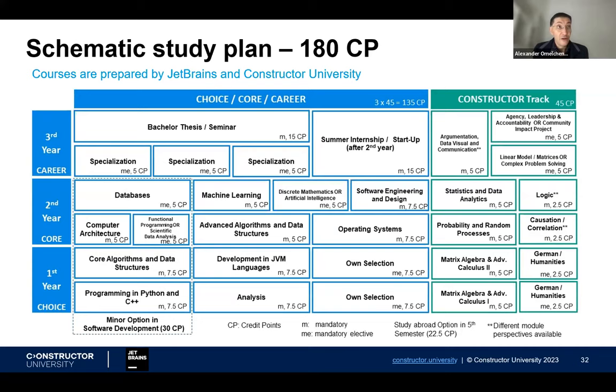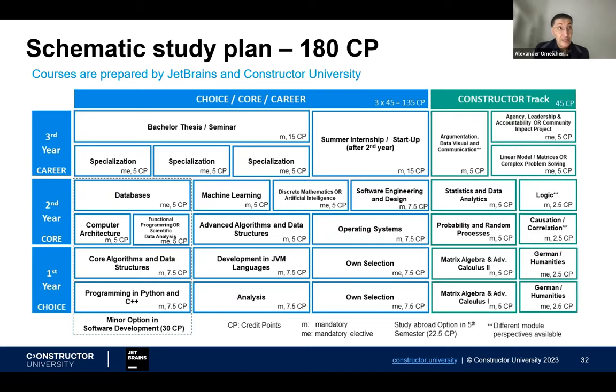And of course, you have the opportunity to learn some basic courses, basic modules, if we are talking about our particular program. For example, for us, a really important topic is programming languages. So we are starting from programming in Python and C++. Next course, very important for us also, is development in JVM languages. Mostly we are talking about Java and Kotlin. Kotlin is the language which was invented more than 10 years ago by our colleagues from JetBrains.